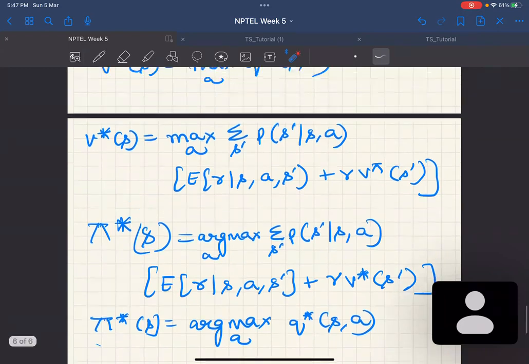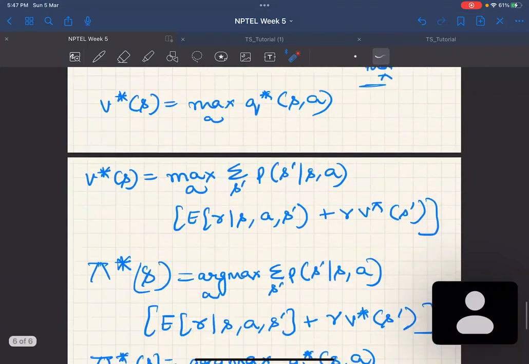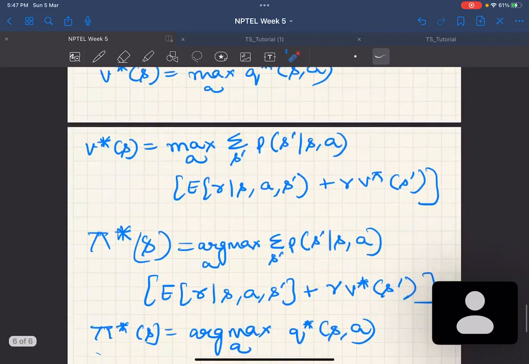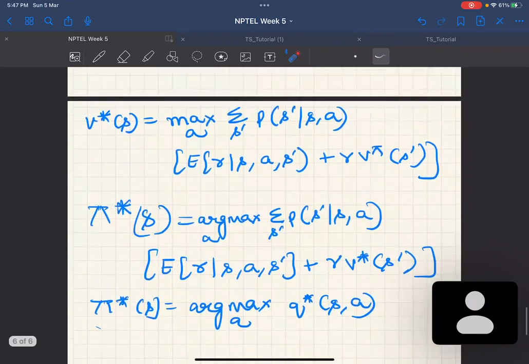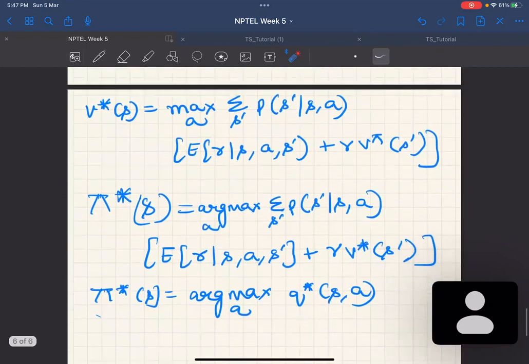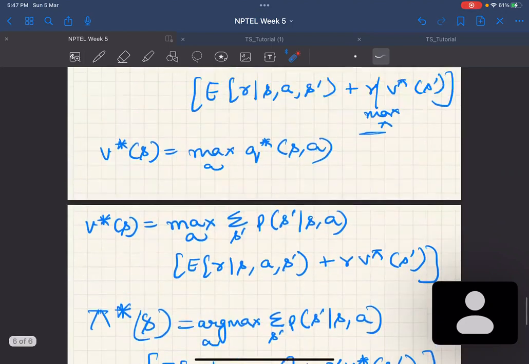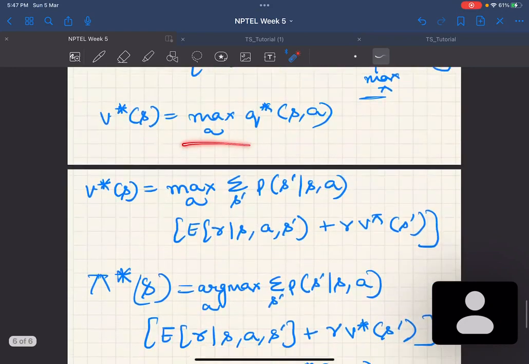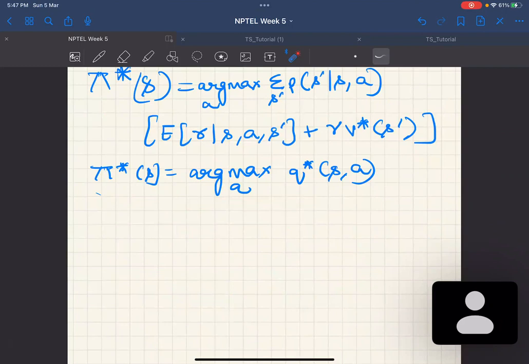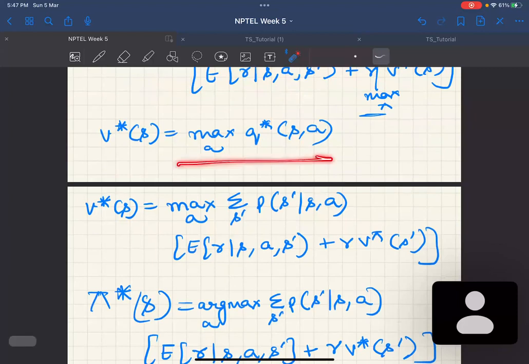This V star of S says that I should perform optimally from the first state only. Now pi star of S tells me argmax. Pi star means the optimal policy. It is saying the same thing: I should take the argmax of A. I have just replaced this max with argmax here, because I can have multiple optimal policies. But if I'm talking about the value function, I can only have a unique value function. That is why I have written max here.